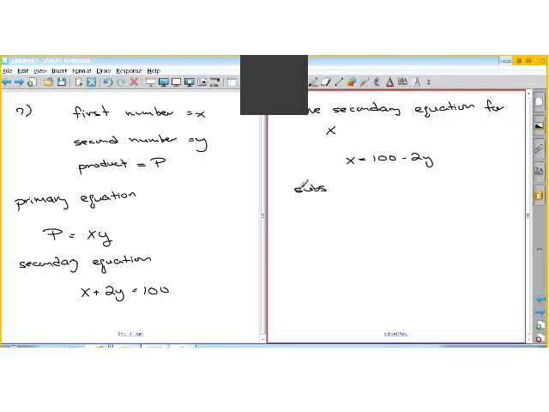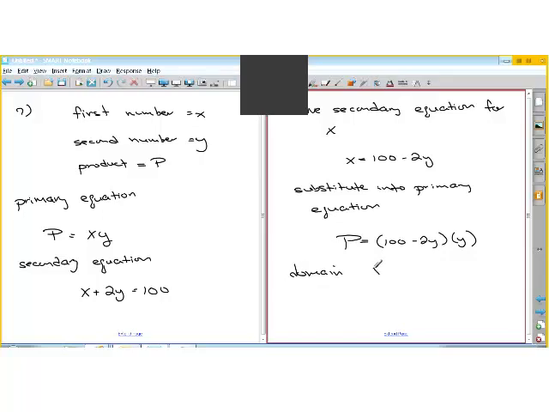And then you substitute into the primary equation. So we get p is equal to x, which is 100 minus 2y, times y. Now let's think about the domain. What's the domain of this thing? Well, x has to be greater than 0 and y has to be greater than 0.